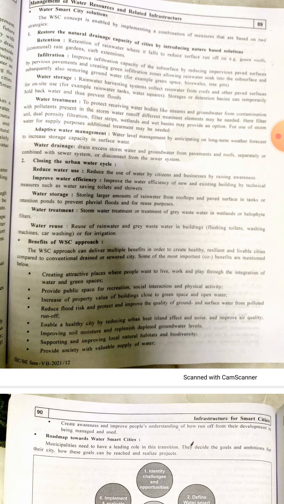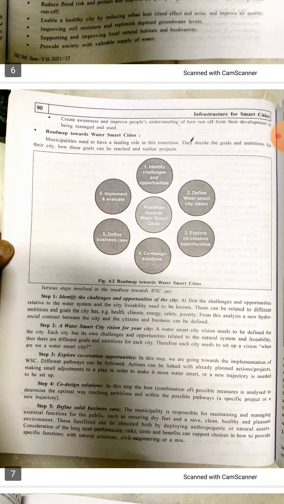And sixth one is improve the soil moisture and replenish the groundwater level. And seventh one is supporting and improving the local natural habitats. And last one is provide the society with valuable supply of water.